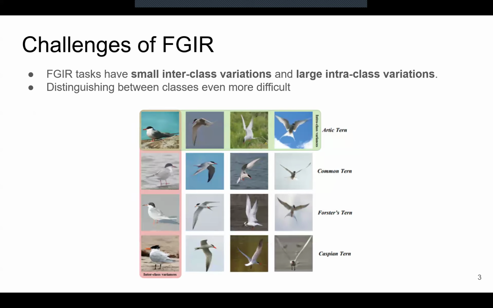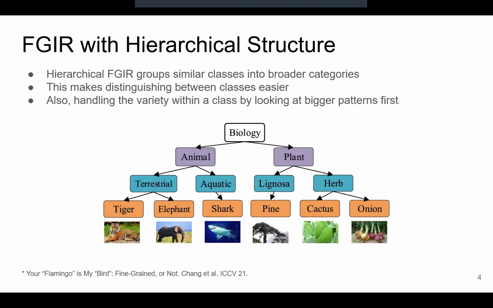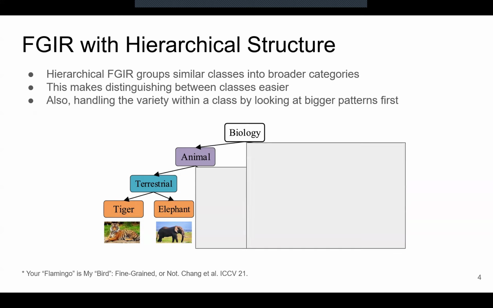FGIR's main challenge is that it has small interclass variations and large intraclass variations. One solution is to use hierarchical structure. Hierarchical FGIR groups similar classes into broader categories. This fixes FGIR's main problem, handling variety, by looking at the broader categories first, and makes distinguishing different classes easier. Also, at each granularity level, the prediction that the model has to make is effectively cut by half, therefore better performance.